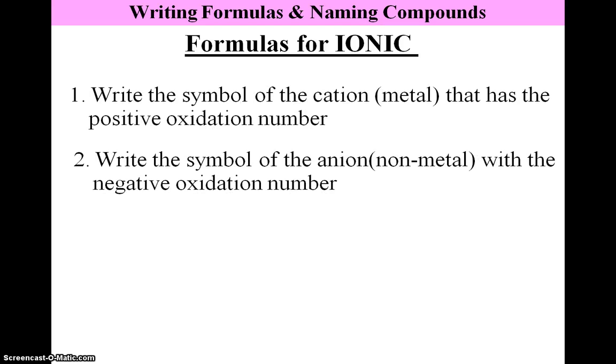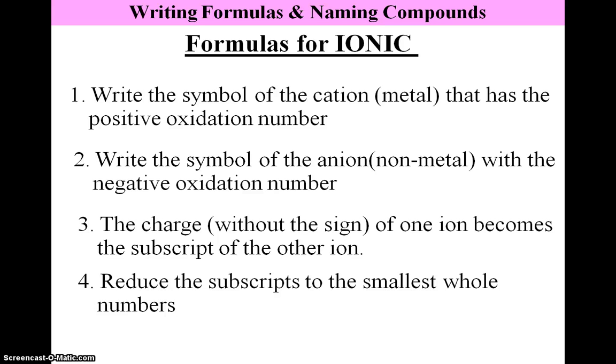So the method is to write the symbol of the cation, the metal first, with a charge, then write the symbol for the anion, the nonmetal, with a negative oxidation number. And then we bring the charges down without the sign. Now, the last step is to reduce the subscripts to the smallest whole number ratio.